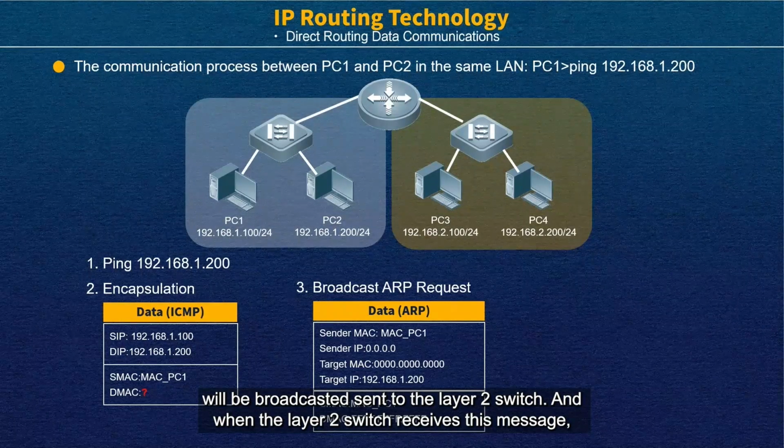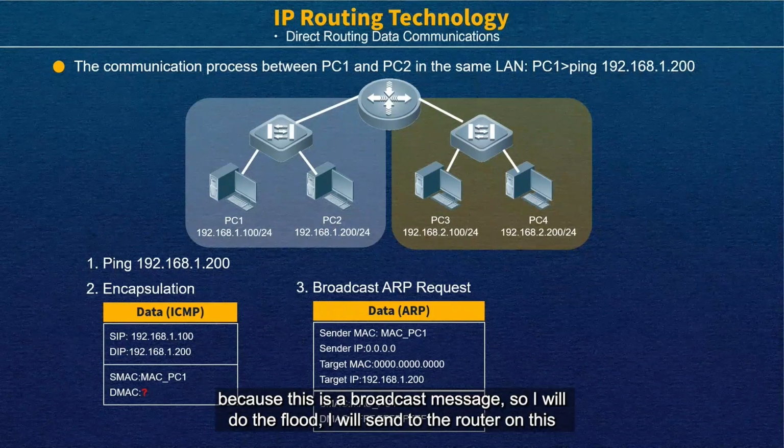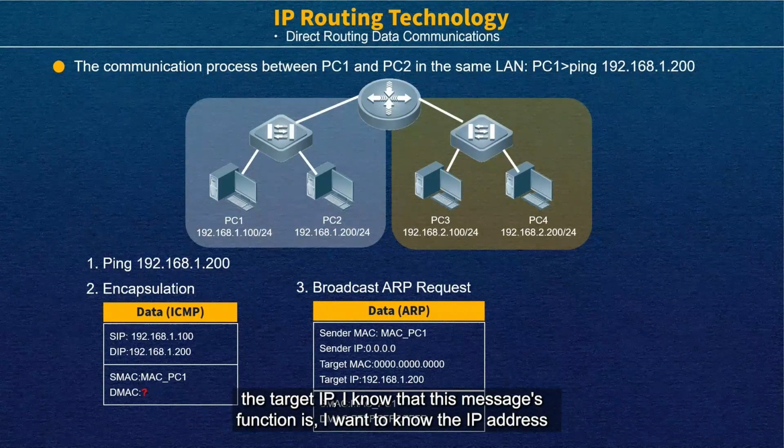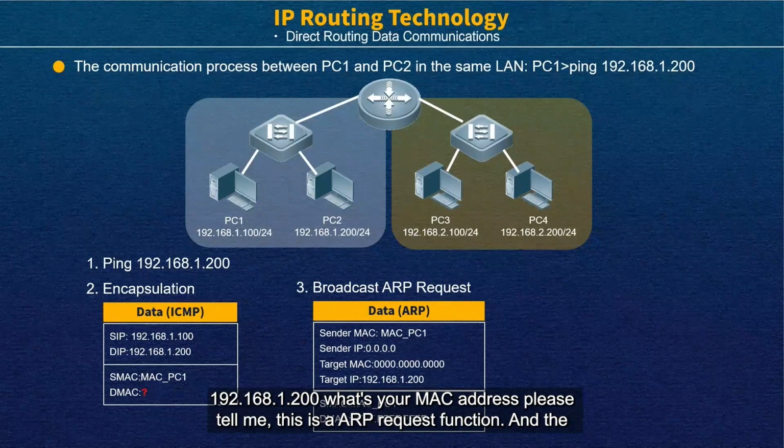Once the layer 2 switch receives this message, because it is a broadcast message, it will flood. It will send to the router on this topology, the left one, and it also will send the message to PC2. When PC2 receives it, according to the target IP, it knows the function of this message: I want to know the MAC address of IP address 192.168.1.200. What's your MAC address?